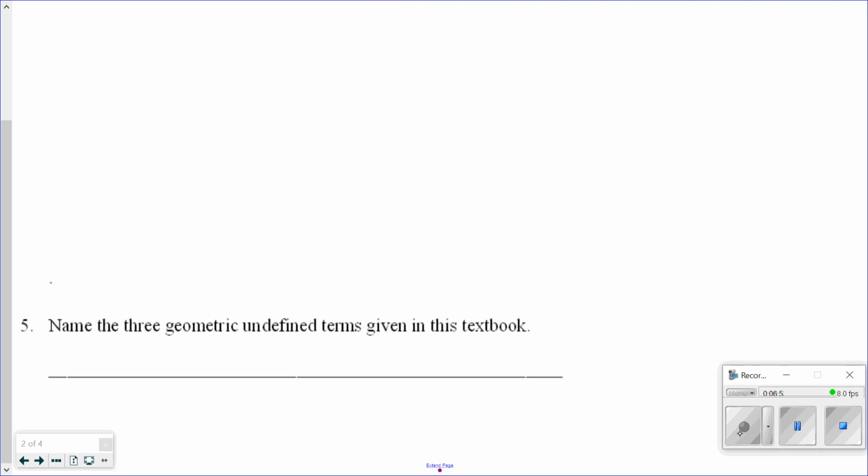Name the 3 geometric undefined terms given in this textbook, or that we learned in class. This goes back to 1-1. So the 3 geometric undefined terms are point, line, and plane. This just means that these have no formal definition, but these are terms that are widely known.